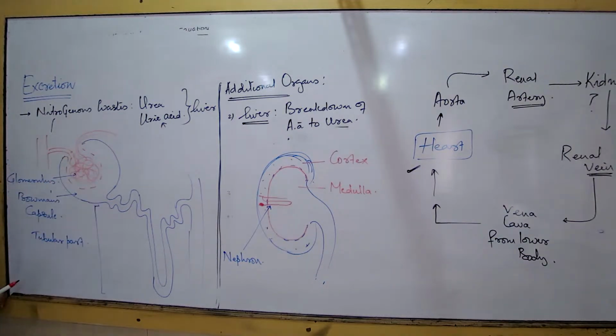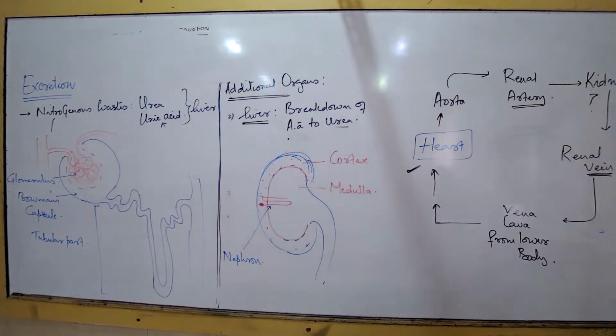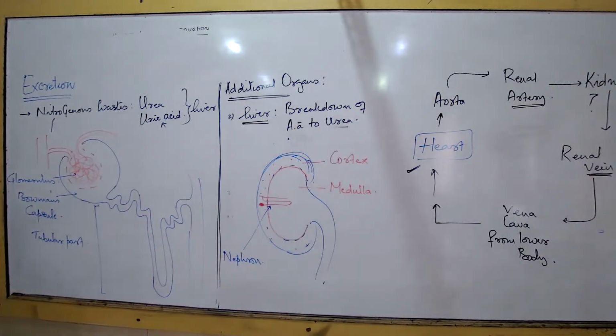So what are the parts of a nephron? Name the parts of a nephron. Write down the parts of a nephron. First of all, get acquainted with all these correct spellings. Parts of a nephron: number one, Bowman's capsule and glomerulus and tubular part of the nephron. Bowman's capsule, glomerulus and tubular part of the nephron. These are the three major parts.